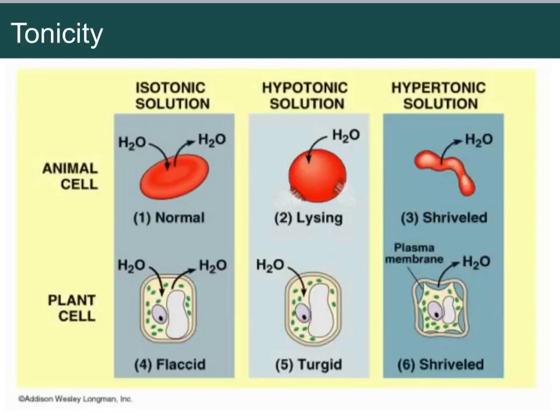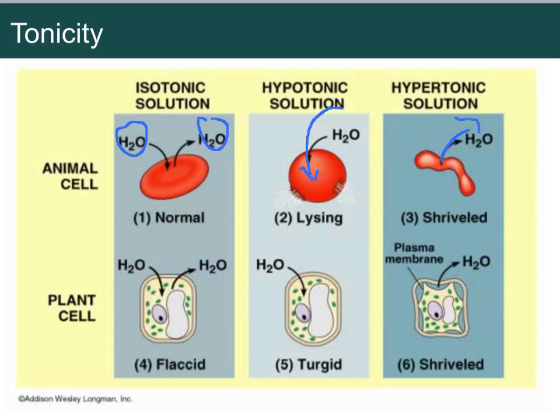Here's a better picture than I can draw, obviously. Here's normal. There's the same amount of water going in as there is out. If it's a hypotonic solution, there's lots of water wanting to go in here because that water wants to balance the charge, and eventually it's going to blow up the cell. These happen to be blood cells. This happens to our blood. If it's in a hypertonic solution, all the water leaves, and we get a shriveled up cell.